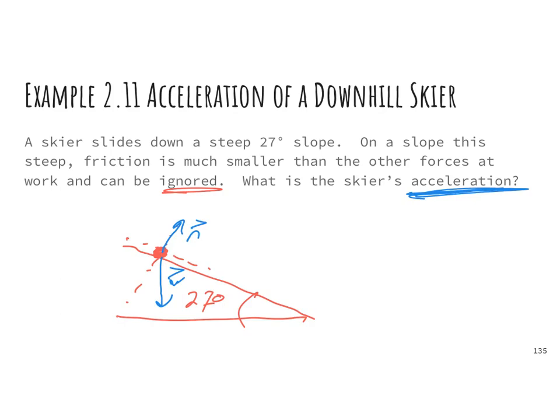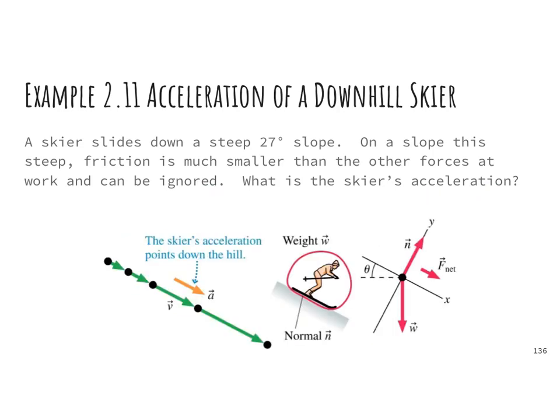Well, if I look, there is an unmatched component of the weight. The weight in the x direction is equal to the net force, which is equal to mass times the acceleration of the object. So let me clean this up a little bit with a nicer picture.